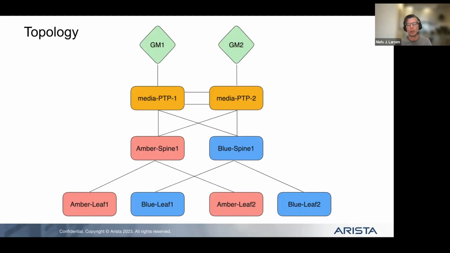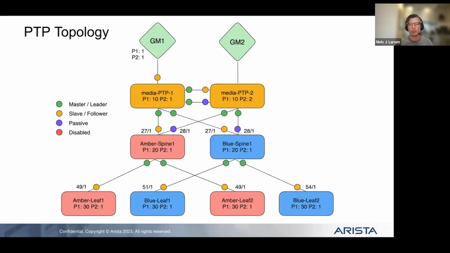So this is the topology in the physical lab. We have an amber spine and an amber leaf 1 and 2. We have a blue spine along with the blue leaf 1 and 2, and then we have the two PTP distribution switches and some grandmasters on top. So this is without PTP. Once we enable PTP, it should hopefully look like this if the demo gods are favoring me today.